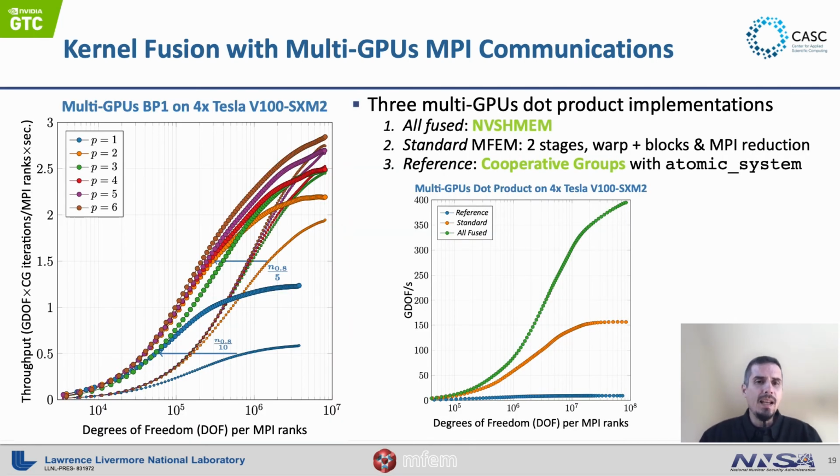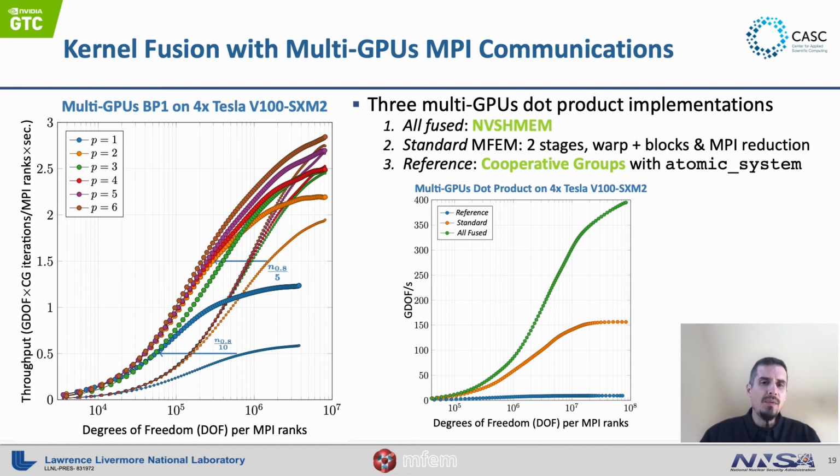Here are the latest fresh results obtained with a fully fused kernel with MPI communications for the BP1 benchmark. We are still able to reduce the number of degrees of freedom needed to reach 80% of peak performance by a factor of 5 for the higher orders. It is the first time we see such improvement while adding the MPI communication overhead.